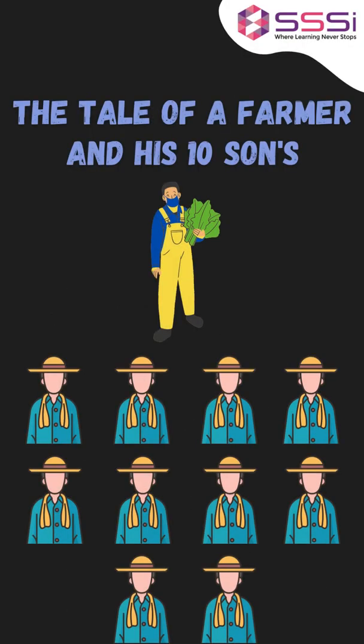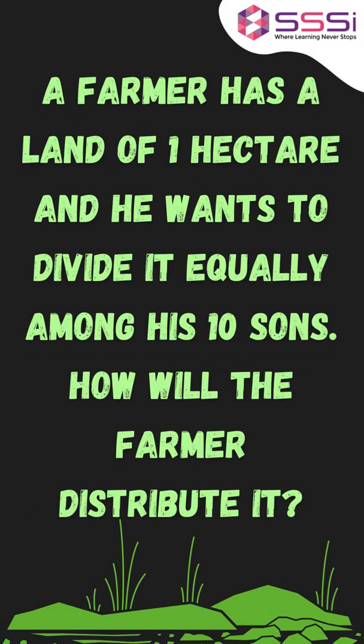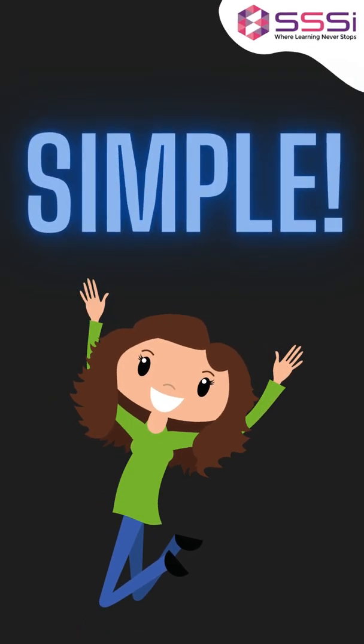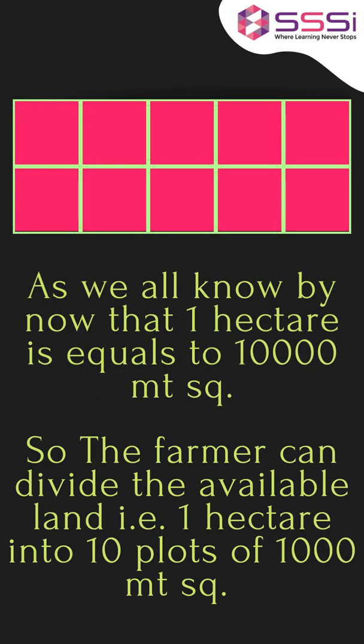So now let us have a look at an example. A farmer has a land of 1 hectare and he wants to divide it equally among his 10 sons. How will the farmer distribute it? It's very simple. As we all know by now, 1 hectare is equal to 10,000 square meters. So the farmer can divide the available land, that is 1 hectare, into 10 plots of 1000 square meters, and all the sons will be happy.